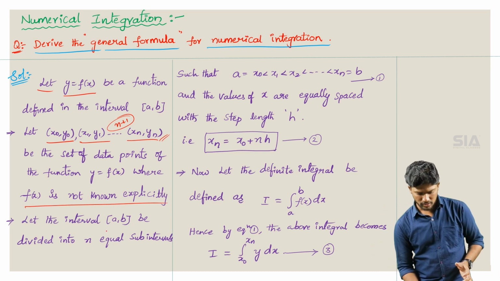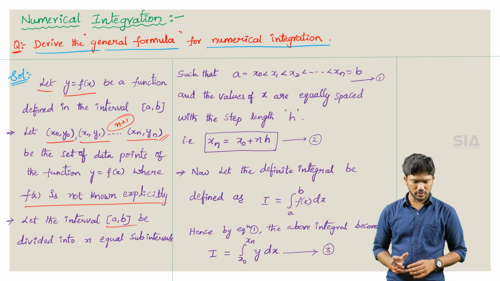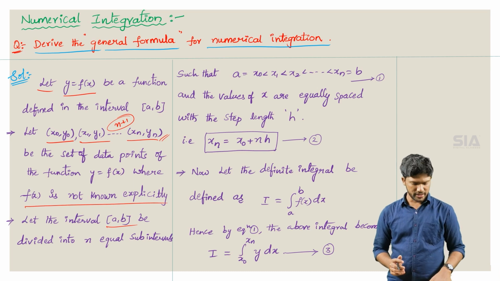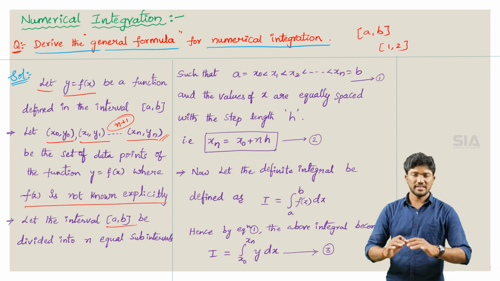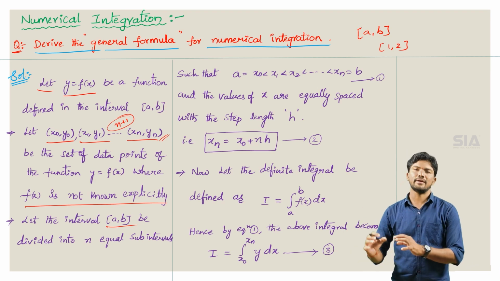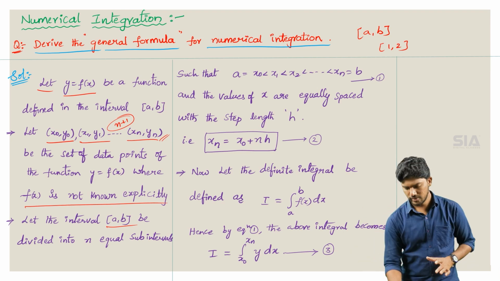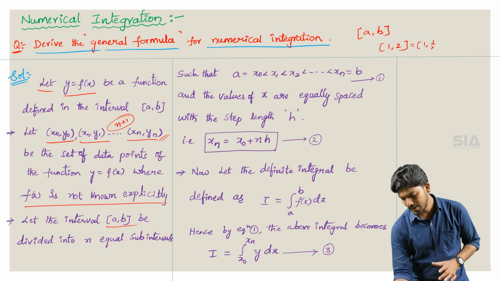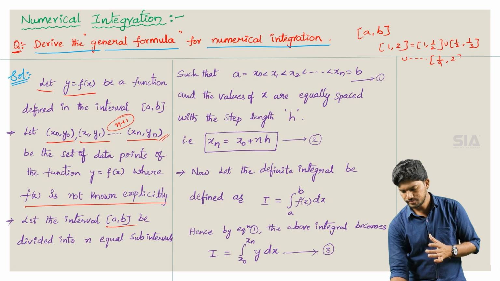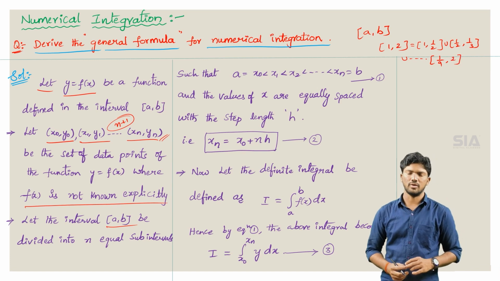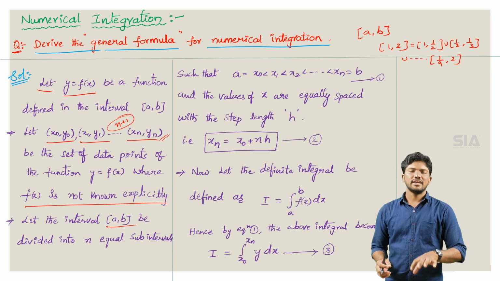Let the closed interval a comma b be divided into n equal subintervals. For example, if you take the closed interval 1 comma 2, we can subdivide this interval into an equal number of parts. That means you can also divide closed interval 1 comma 1 by 2, union 1 by 2 comma 1 by 3, union up to so on, last 1 by 9 comma, in this format you can divide that interval. Those all are equally spaced intervals.